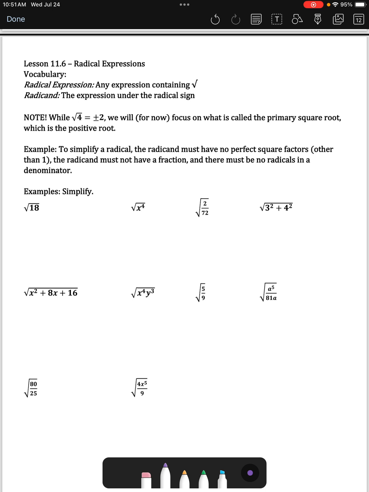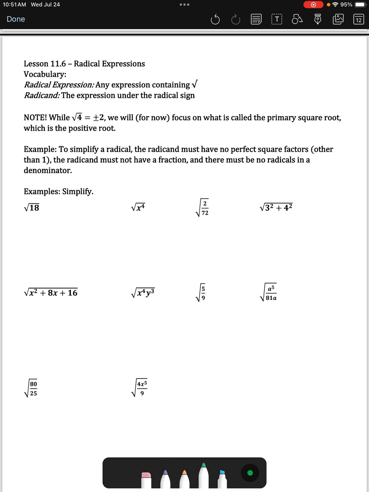There are some rules here, and we'll get through them in several lessons, but to simplify a radical, the radicand, so what's underneath the square root symbol, must have no perfect square factors. I'll explain that in a minute. The radicand must not have a fraction, which means you cannot have a fraction living underneath of a square root. And there must be no radicals in a denominator.